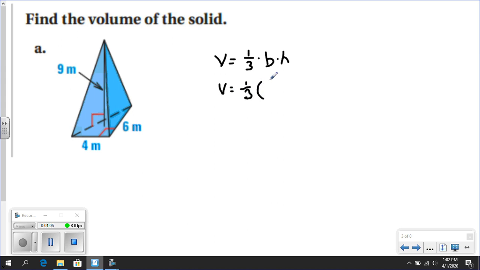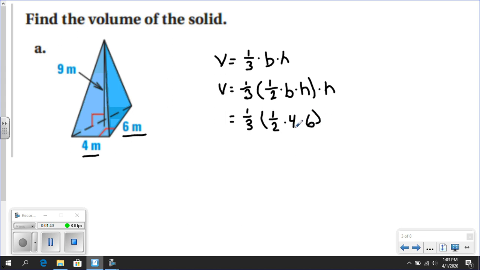The area of a triangle is 1/2 the base of the triangle times the height of the triangle. Then we need to multiply all of that by the height of the pyramid. So 1/3 times 1/2. The base of this triangle is 4. The height of this triangle is 6. And the height of this pyramid is 9.